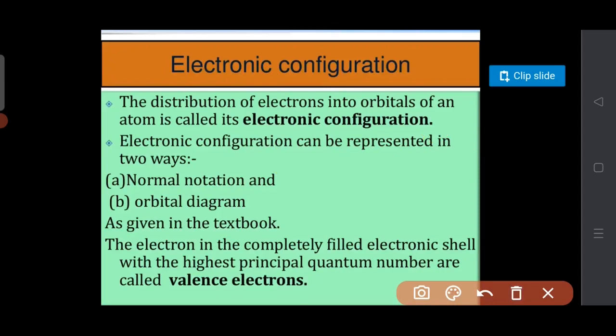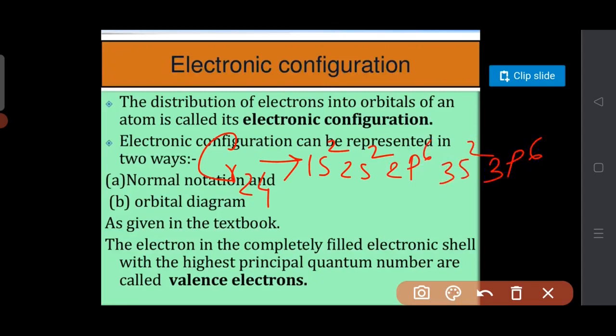Again, we can write for elements with atomic number 21 to 30. Suppose I am writing the chromium electronic configuration. Chromium is 24, so 1s2 2s2 2p6 3s2 3p6. Then how many electrons? 18 electrons. We need 6 more electrons, so we will write 3d5.